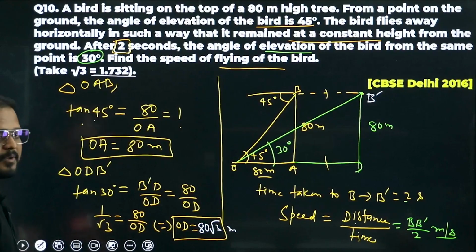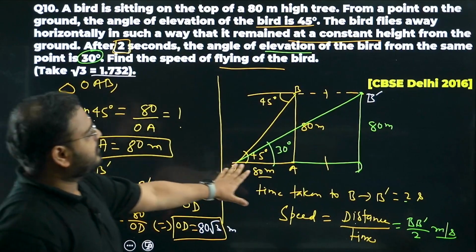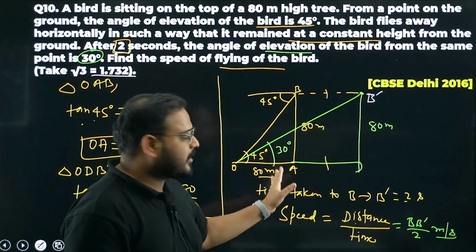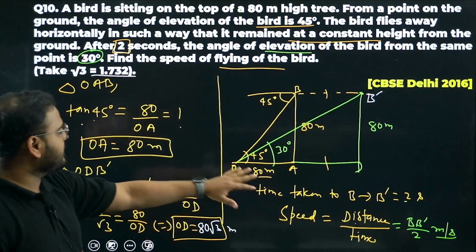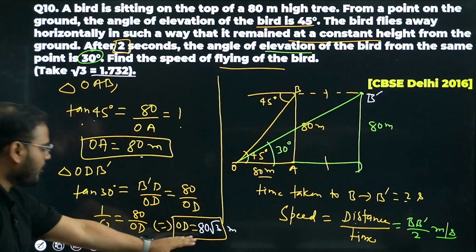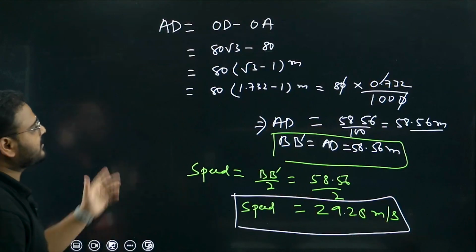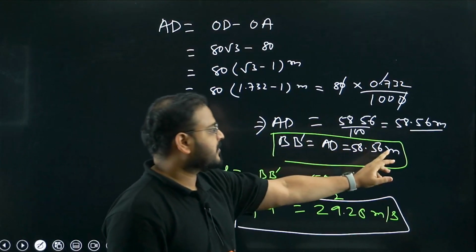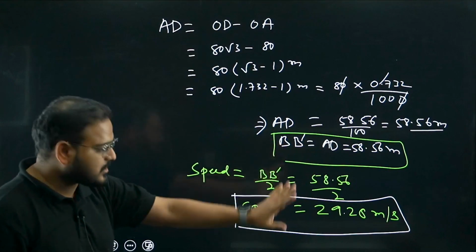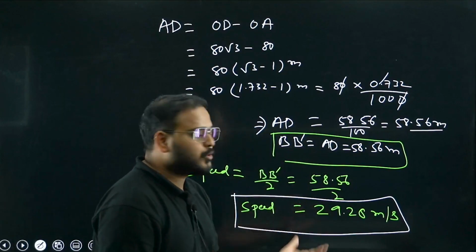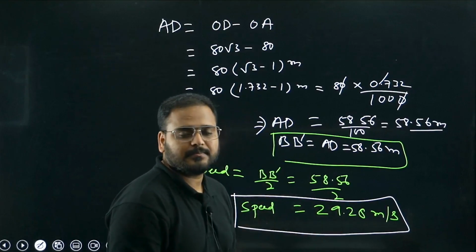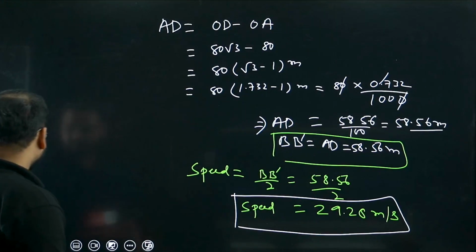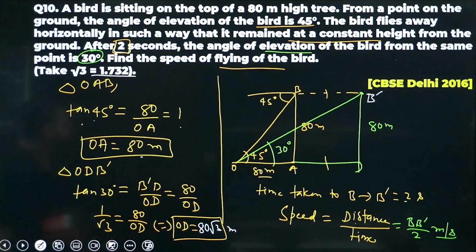I hope this is clear. Please have a look from the beginning. I hope the figure is clear, how we drew it. From there, we had to find the length OD and OA to get the length AD. So OA is like this, OD is like this. We subtracted them to get this value as 58.56, which is same as BB dash. Once we get BB dash, divide that by 2, the time. The answer is 29.28 meter per second speed. Please have a look. Clear? Question 10 is over.